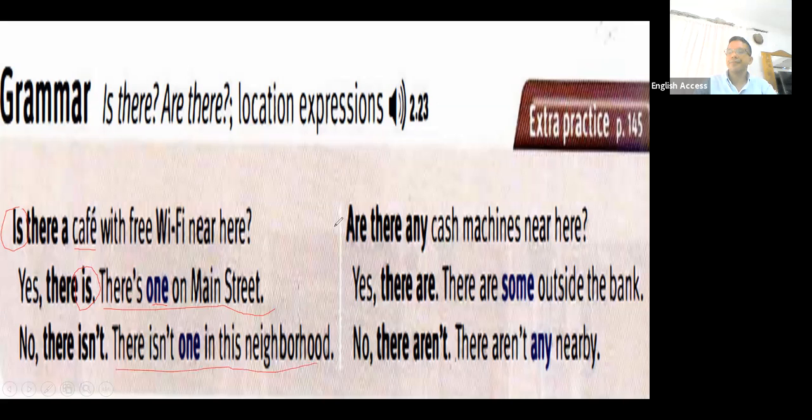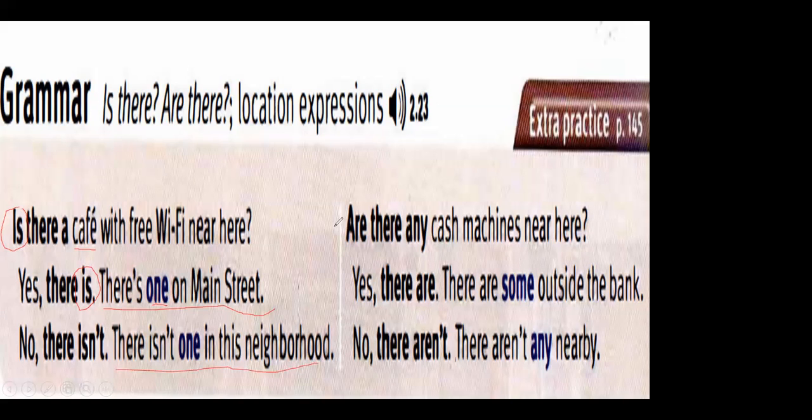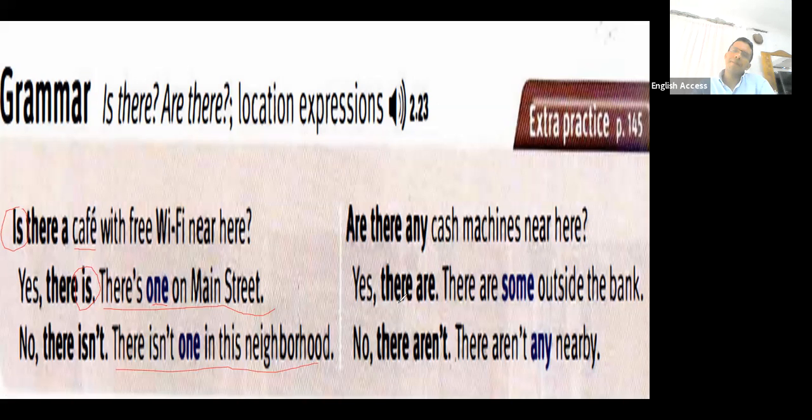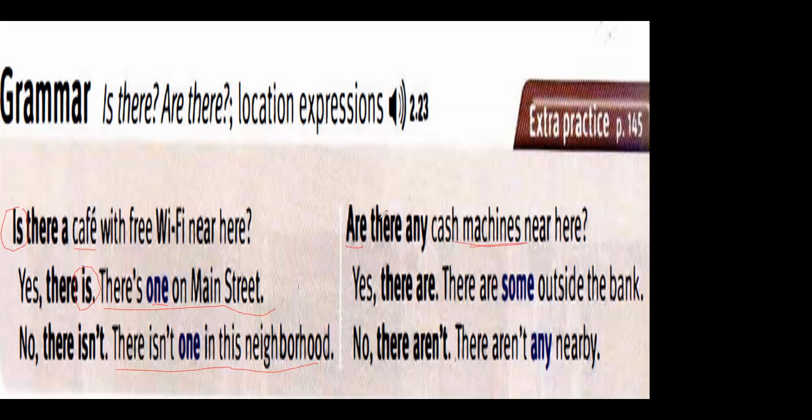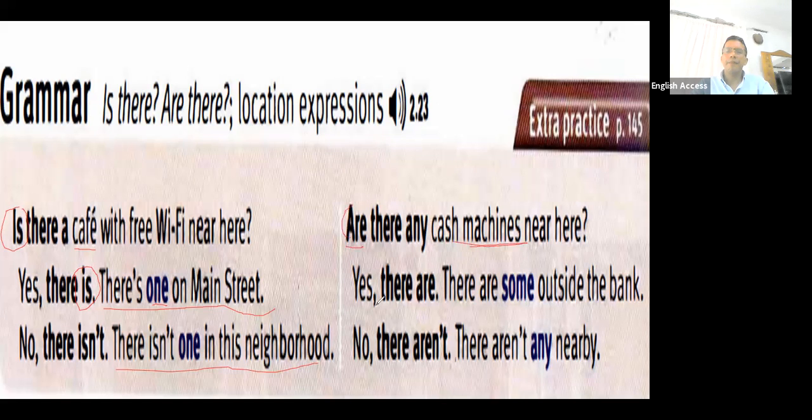Alejandra, please. Are there any cash machines near here? Yes, there are. There are some outside the bank. No, there aren't. There aren't any nearby. Yes. All right, remember we are talking about plural, right? Here, machines. That's why we use are. Yes, there are, period. There are some outside the bank. No, there aren't. There aren't any.